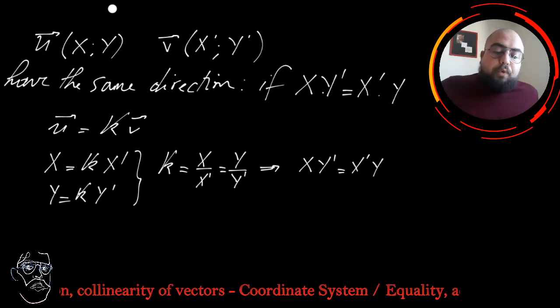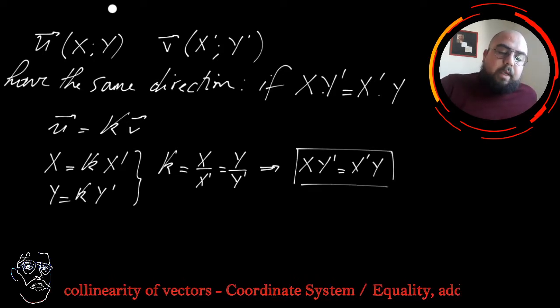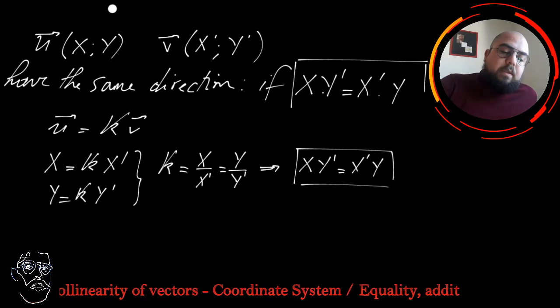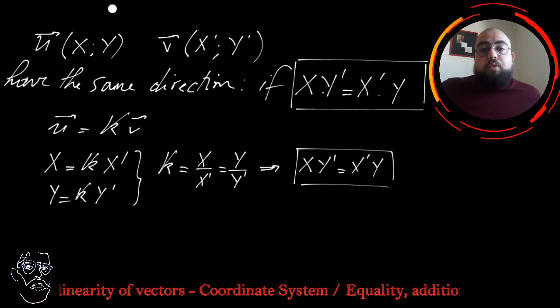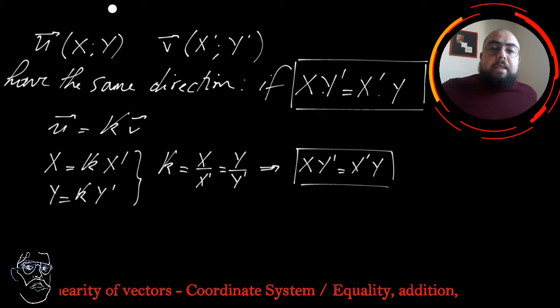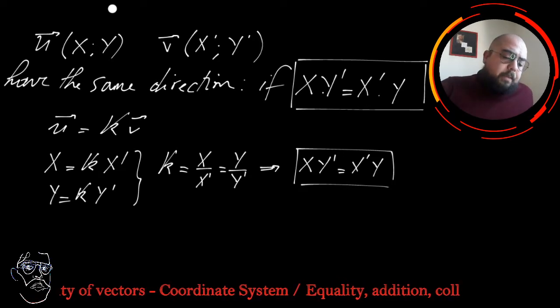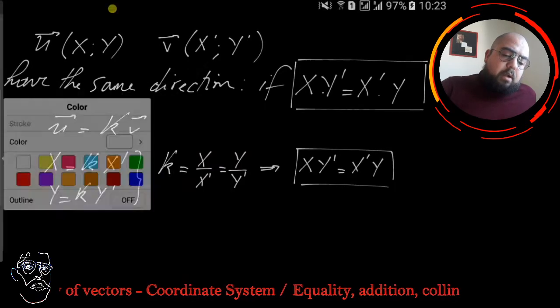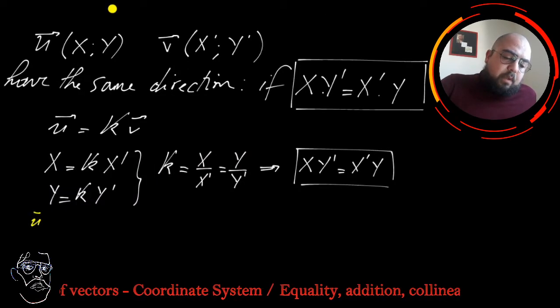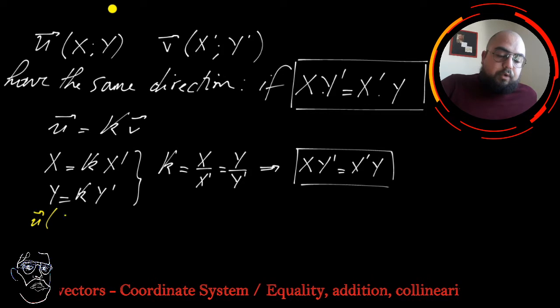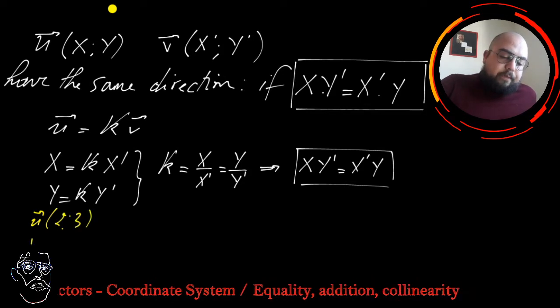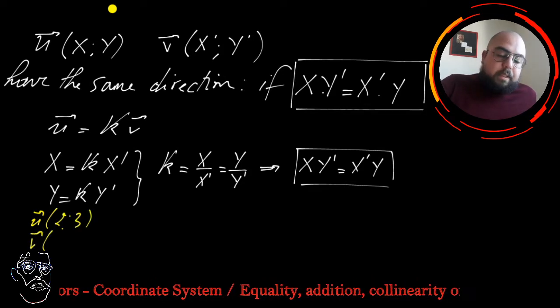So this is the proof that you need, or you can simply use this formula, x y prime is equal to x prime times y, in order to say that these two vectors u and v have the same direction. I'm going to take an example. Let's say we have u, which is defined by (2, 3), and v is defined by (4, 6).